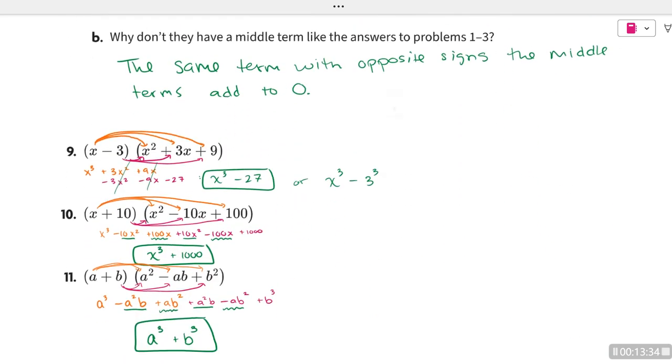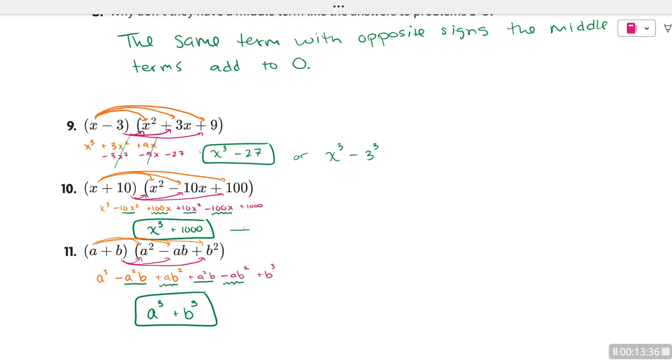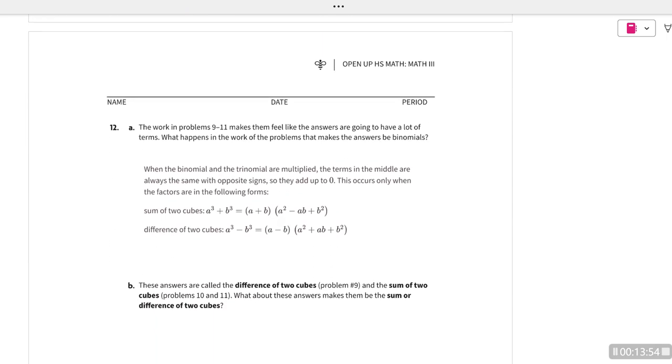And here, where's the middle one? There we go. Our final answer here could have been x cubed plus 10 cubed. So they all fit that form, as I can write that answer as something cubed minus something else cubed, or something cubed plus something else cubed. So they fit that form. Okay.